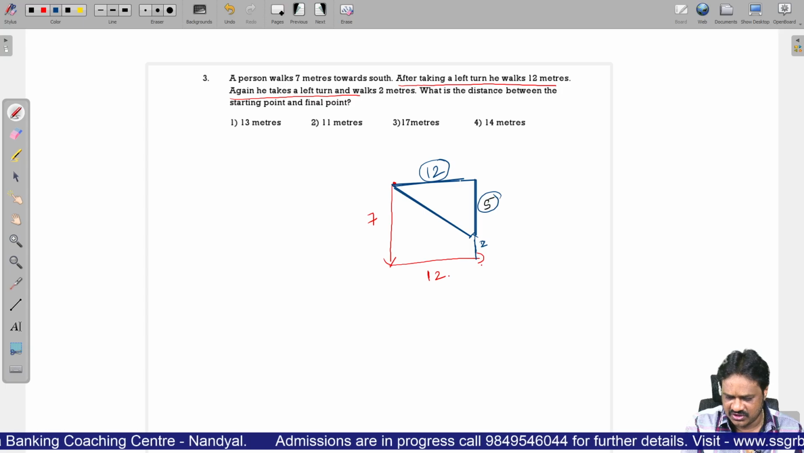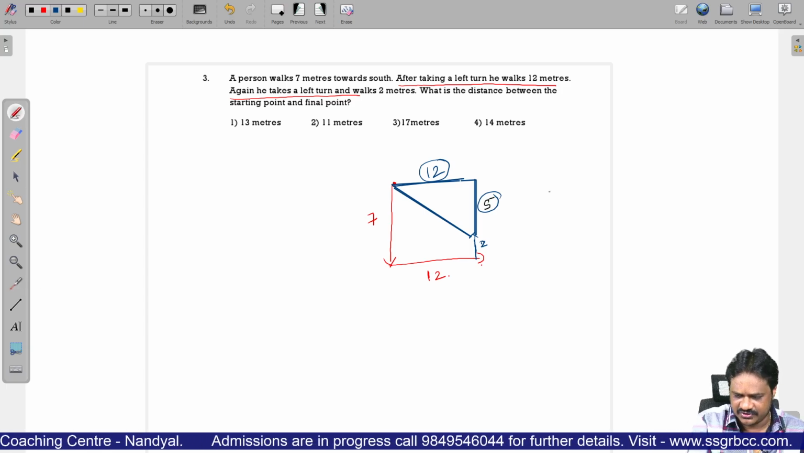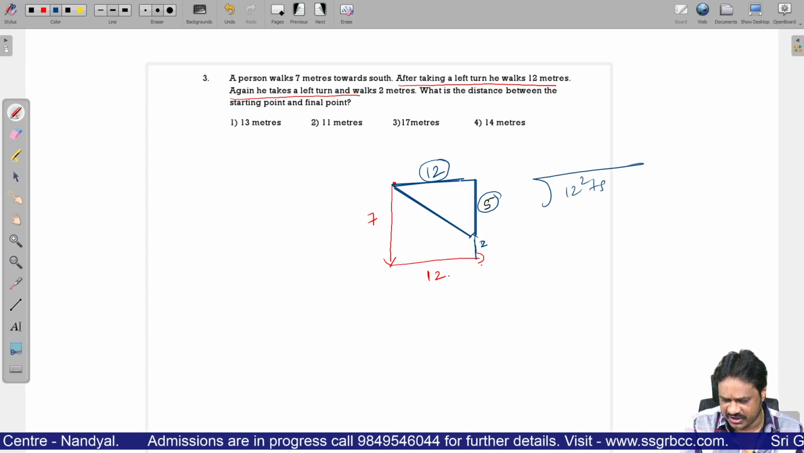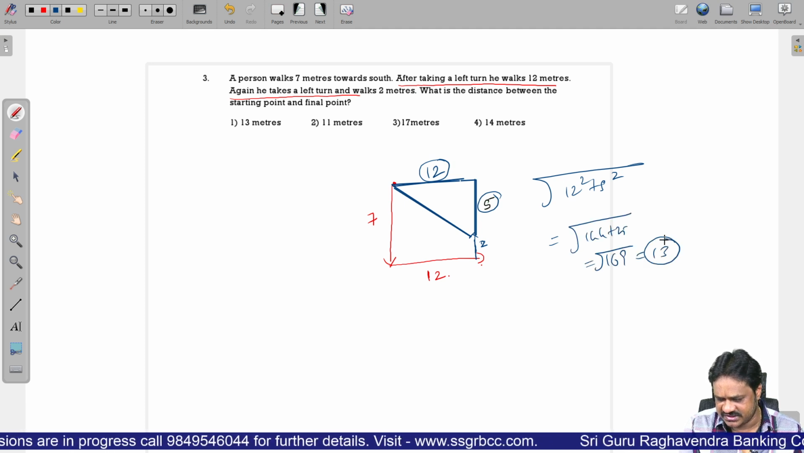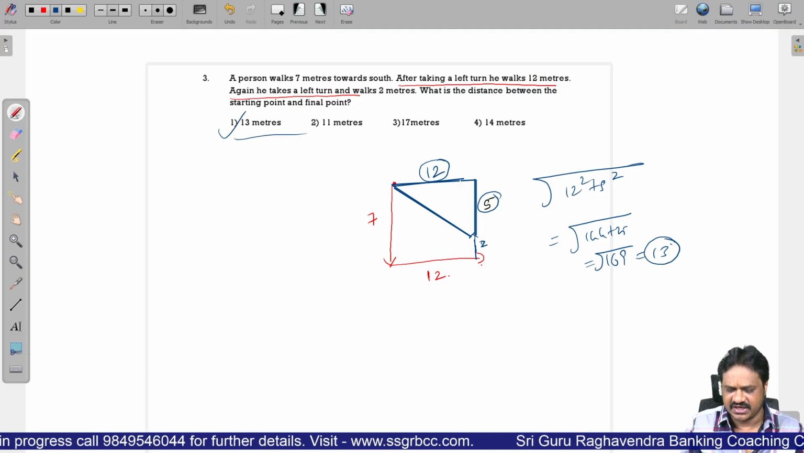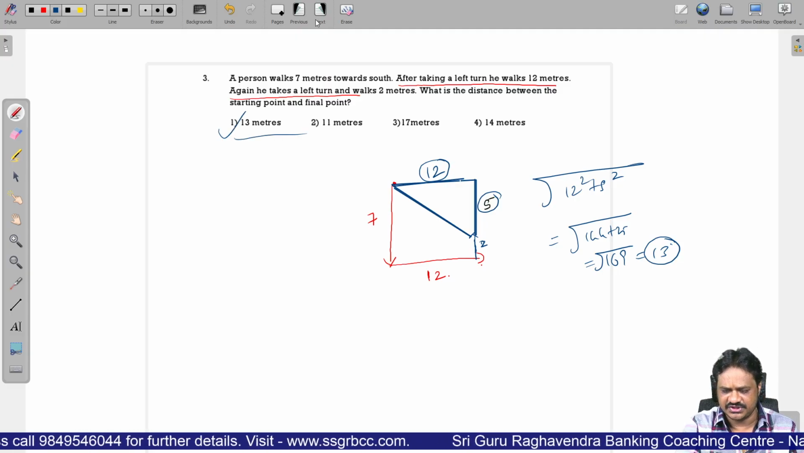This is 12. So you know that right angle triangle hypotenuse is nothing but root of 12 square plus 5 square. That is 144 plus 25. Root 169. Answer is 13. 13 meters is the correct answer. So option is 1.